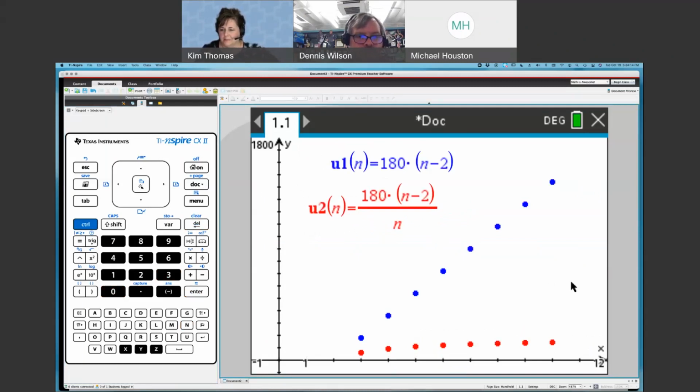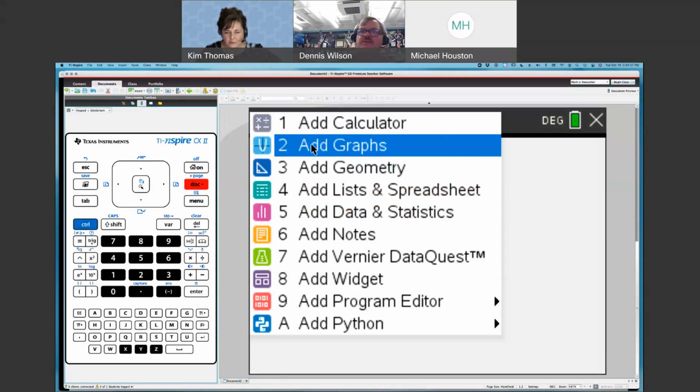Any ideas? And so I'm kind of curious about it. So what I'm going to do is go ahead, and we have confirmation it's not linear. So I'm going to add a page right here and do a graph.